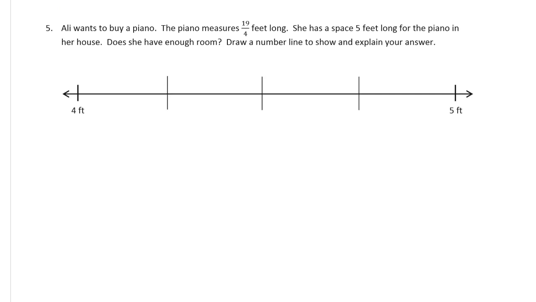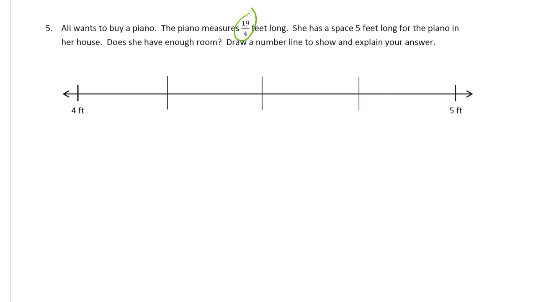Allie wants to buy a piano. The piano measures 19/4 feet long. She has a space 5 feet long for the piano in her house. Does she have enough room? Well, let's see how many fourths this is. Now it says, draw a number line to show and explain your answer.